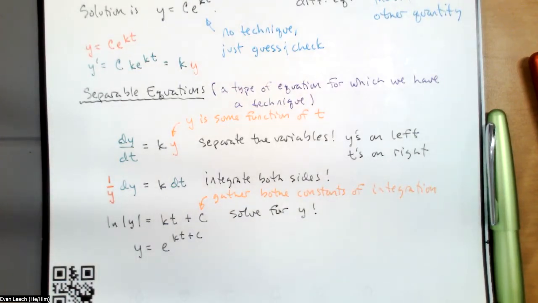That's just the relationship between logarithmic functions and exponential functions. Natural log of y equals kt plus c means that y is e to the kt plus c. If you need more technique, we make both sides powers of e. We write e to the natural log of y is equal to e to the kt plus c, and then e to the natural log of y is equal to y.